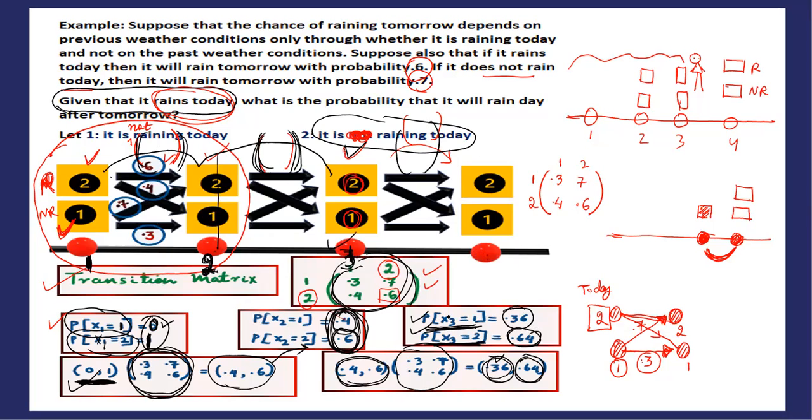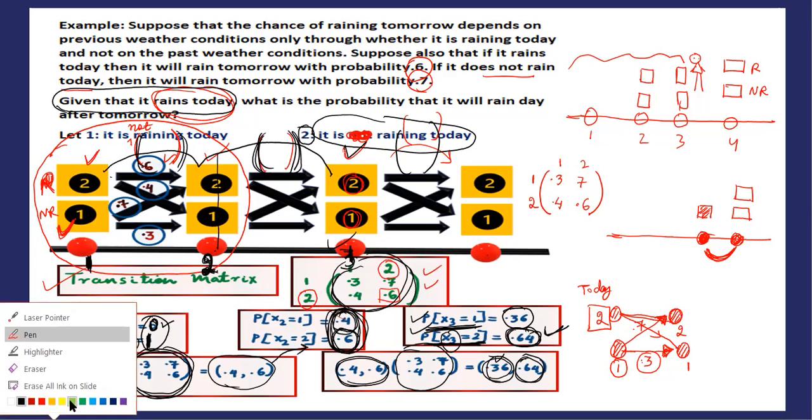We got this at time 3, that means after 2 days, day after tomorrow, the probability that it will be state 1 is 0.36, and the probability that it will be state 2 is 0.64. So what is the question then? What is the probability that it will rain day after tomorrow? That means you are predicting state 2. The probability that X3 will be equal to 2. So your answer will be 0.64.